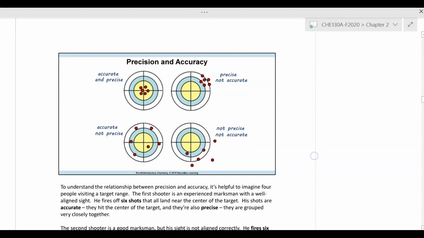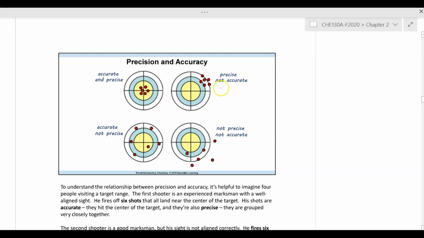Here is the classic image of precision and accuracy. You're looking at the dartboard here. And if you consider the average position relative to the center of the darts, on this one up here, they're hitting the target and hitting it reliably. So this is accurate and precise.